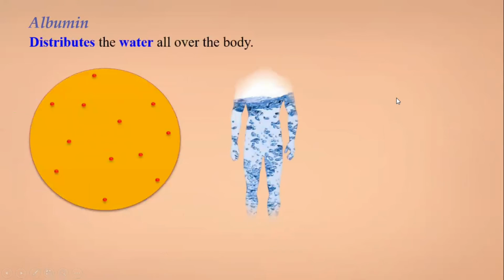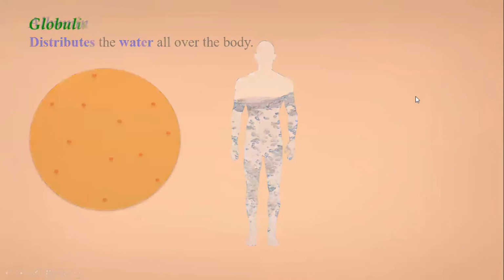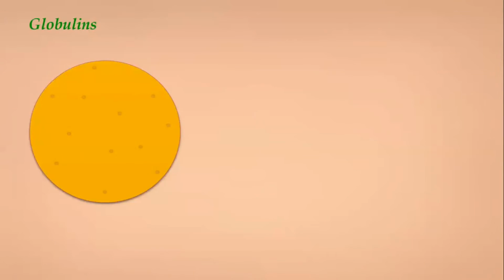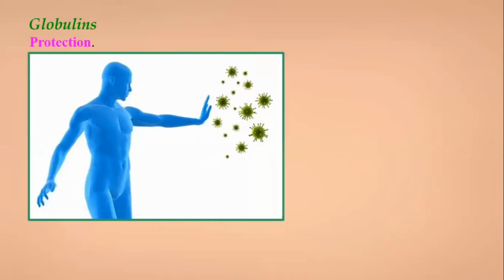Albumin also is there in blood. It distributes the water to all parts of the body. This is the function of albumin. Then comes globulin, which is present in the blood. What does it do? Globulins protect our body from viruses.